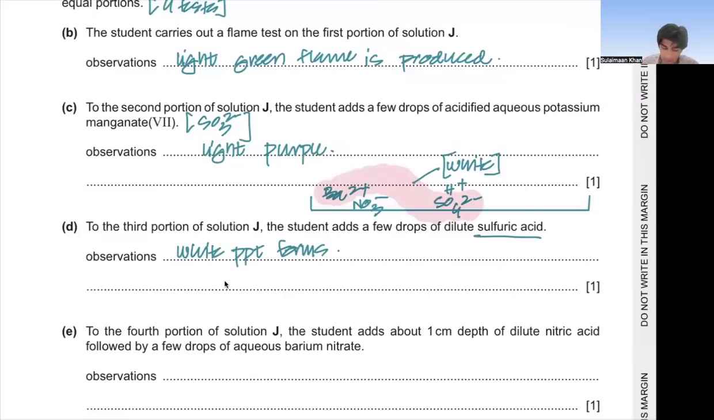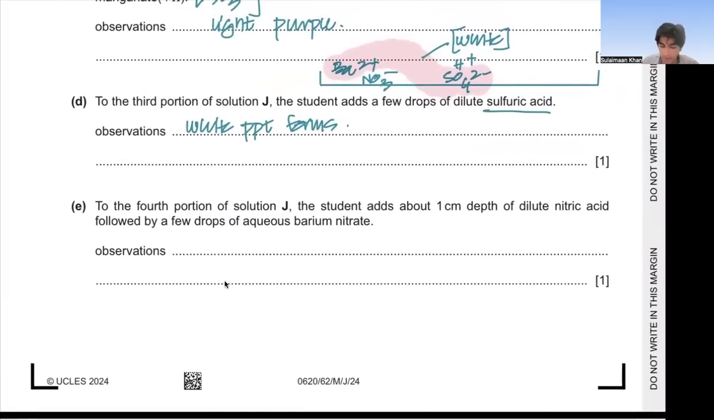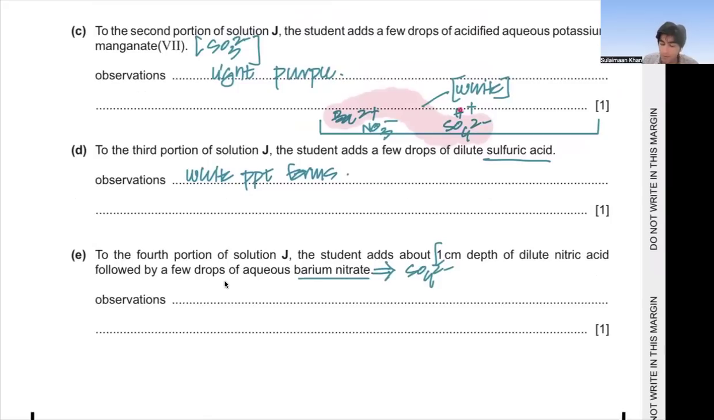Okay, moving on. The fourth portion of J. To the fourth portion of J, the students add 1 cm depth of dilute nitric acid followed by aqueous barium nitrate. Now see, he has confused the students here. What is this a test for? This is a test for sulfate ions. And since the students said above, oh, sulfate ion is present, let's just write there's going to be a white precipitate because barium sulfate will form.